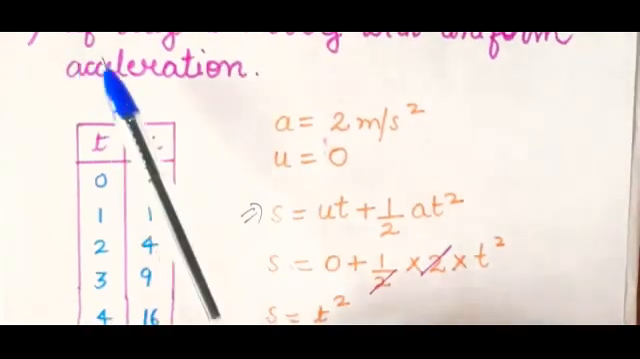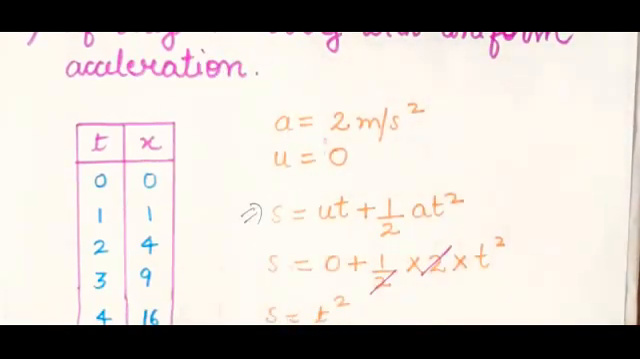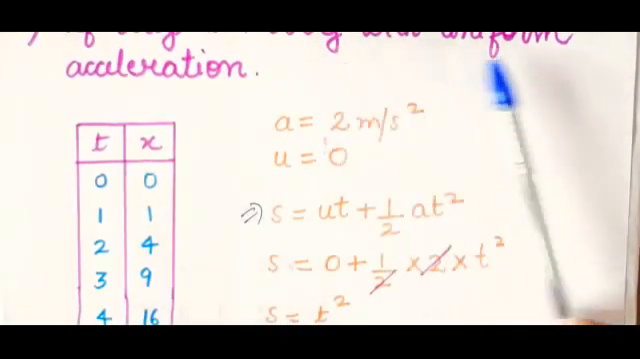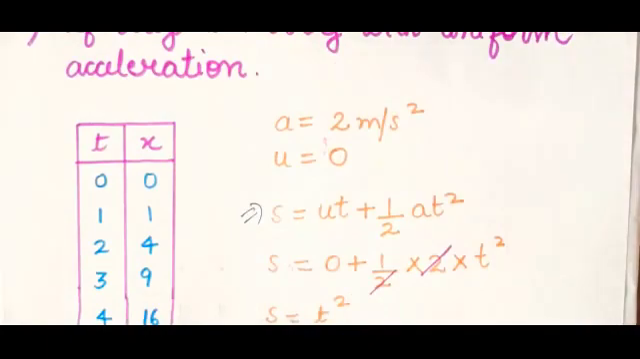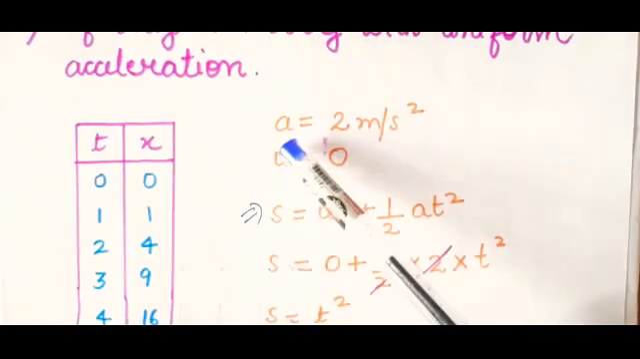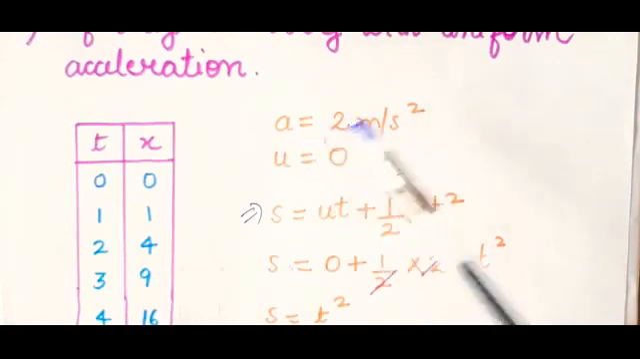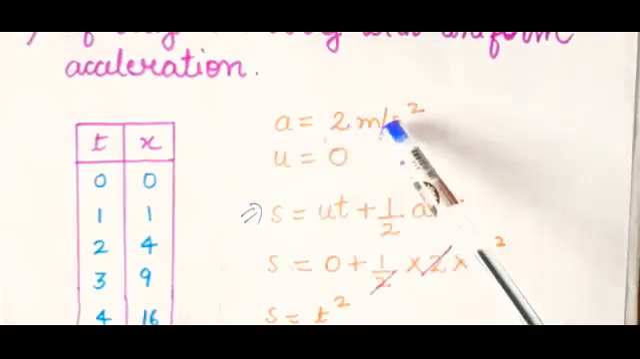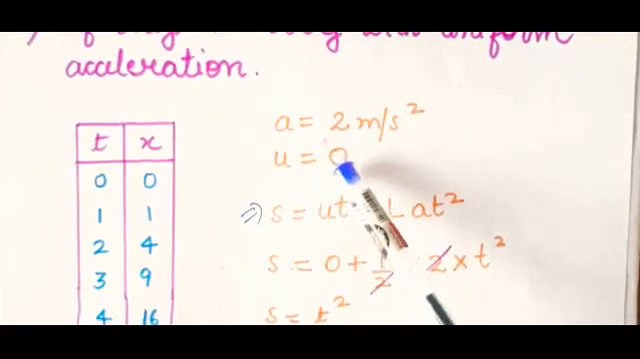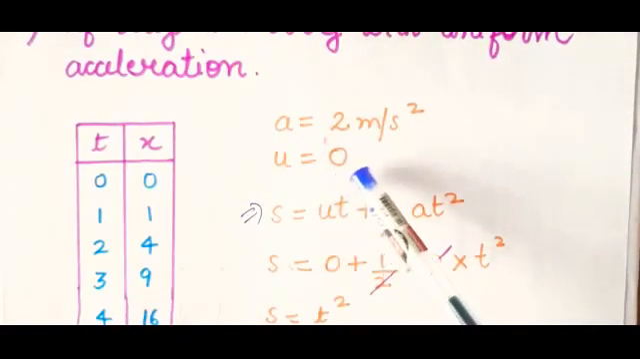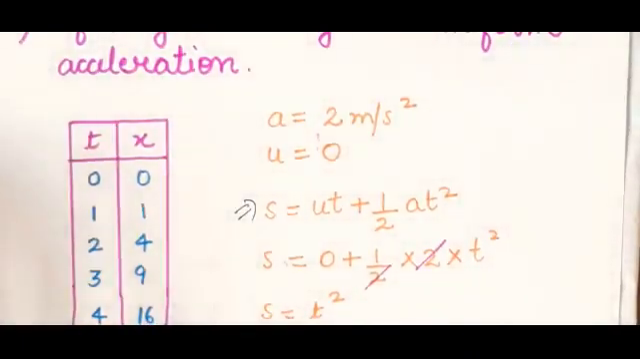Now the third case, if the body is moving with uniform acceleration, means there is some acceleration that is constant. I have considered 2 meters per second squared as that acceleration. You can consider 5, 6, 7, anything. I have considered initial velocity 0. You can take 1, 2, 3, 4, 5, whatever. You will obtain the results, don't worry.